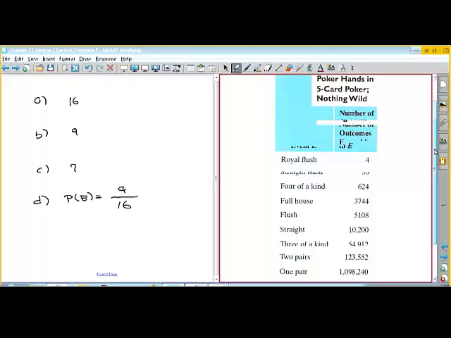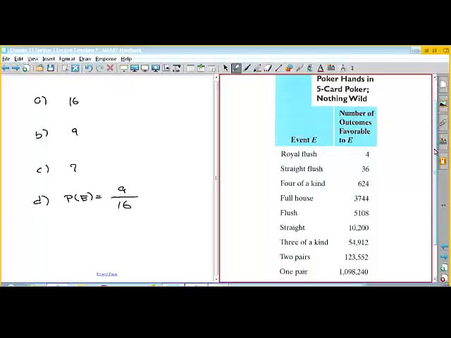Okay, this is a table that's in your book, so don't try to write it out. We looked at this the other day, but this is a little different. If you had a 5-card hand of poker, and you have a deck of 52 cards, and you randomly deal 5 cards, to figure out the probability of getting each type of hand, you have to know how many favorable outcomes there are. There are 4 possible royal flushes, 1 for each suit. There are 36 straight flushes, 624 four-of-a-kinds, and so forth through all these different kinds of card hands.